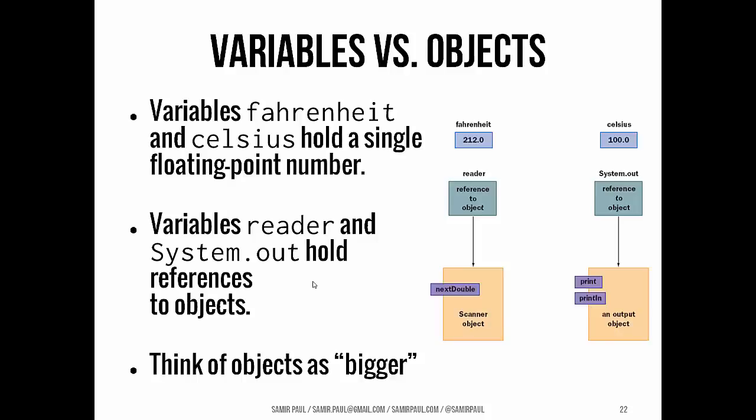Reader and System.out are also variables, but they hold references to objects. Remember, I made a new Scanner object, and then I said, I want to point to that new Scanner object I made with a variable called reader. So I've got a variable called reader that's referring to a Scanner object. I've got a variable called System.out that's referring to an output object. And those objects are the things that have the methods that we need: the print, the println, the nextDouble.